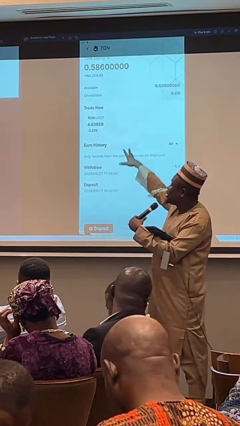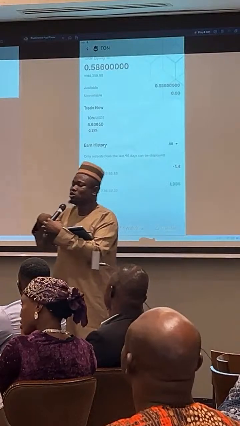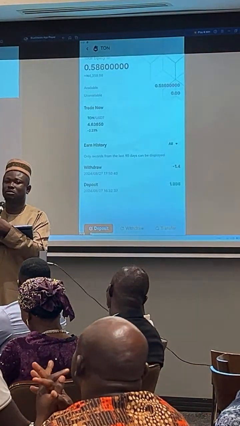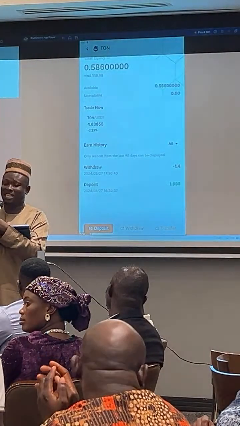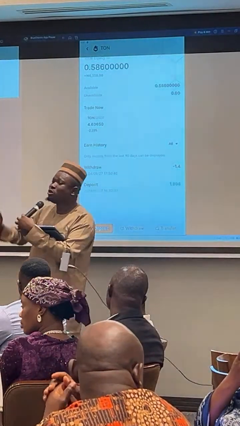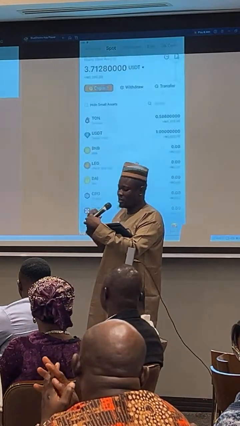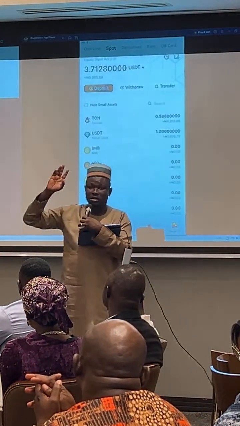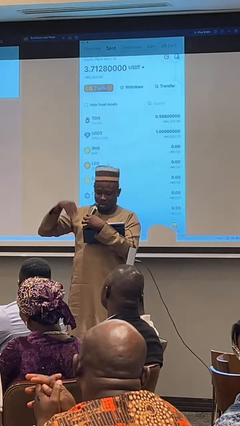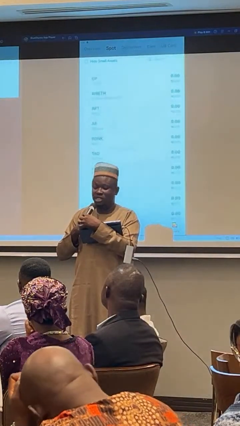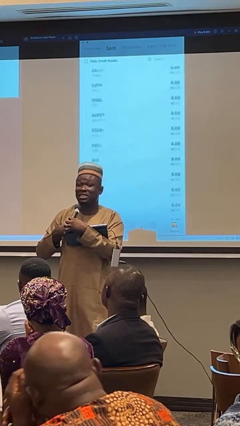So right here, somebody contacted me to buy TON coin that they needed to claim assets. So I was able to buy it on this platform. You can see the TON coin balance. You can see it there, right? You can buy any of these assets. If you sit down and count them, there are as many as possible.